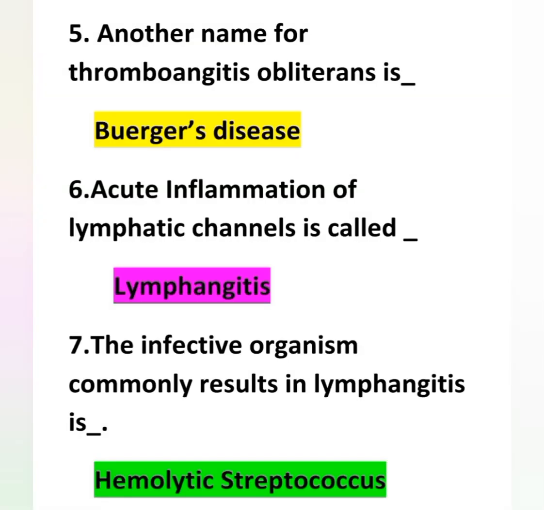And the next point, another name of thromboangiitis obliterans is Buerger's disease. So Buerger's disease is also known as thromboangiitis obliterans. And the next point, acute inflammation of lymphatic channel is called lymphangitis. So lymphangitis is an inflammation of lymphatic channel. And the next point, the infective organism commonly resulting in lymphangitis is hemolytic streptococcus. So hemolytic streptococcus is the causative organism of lymphangitis.